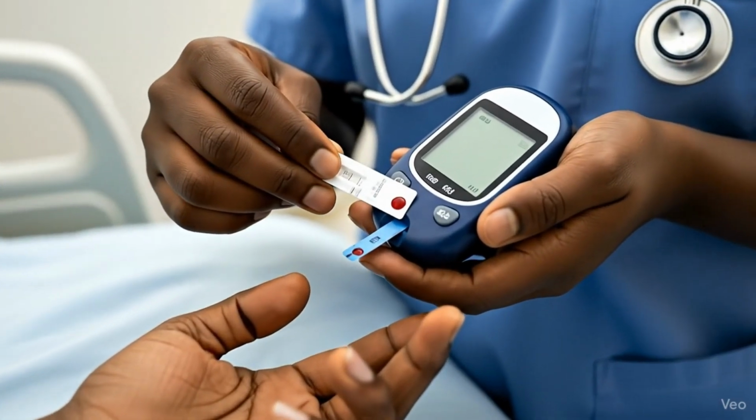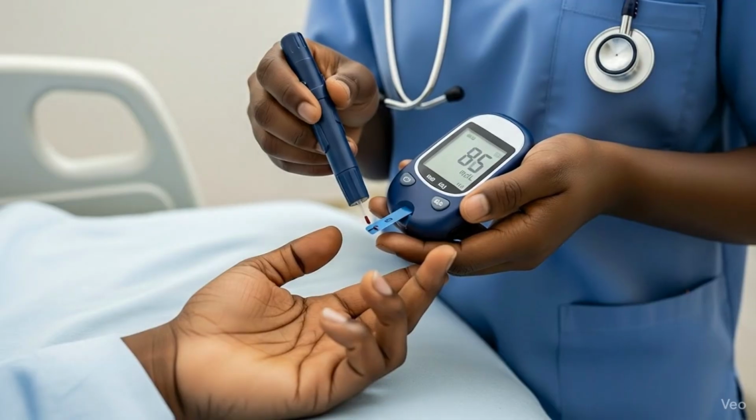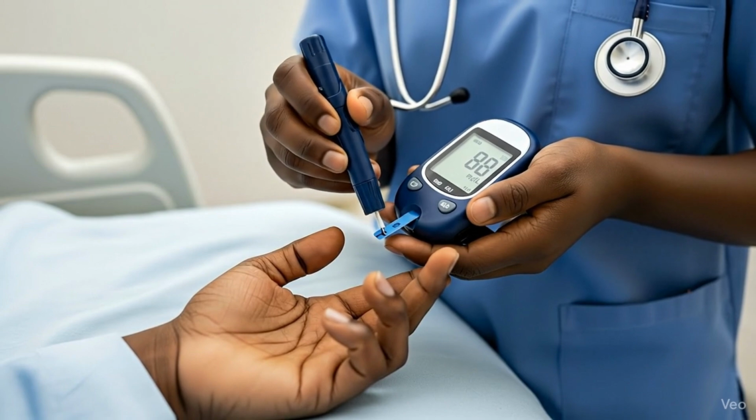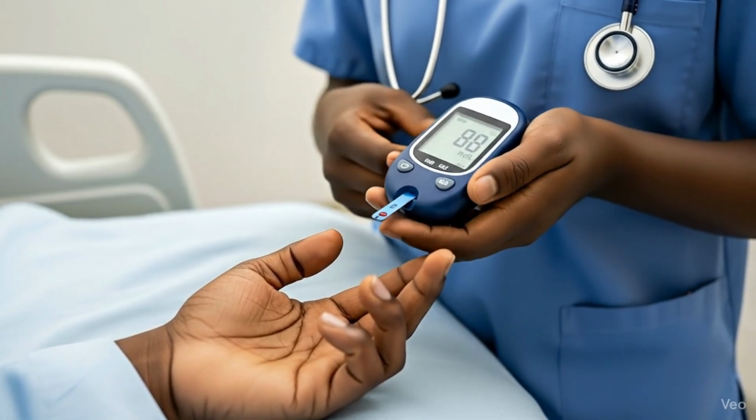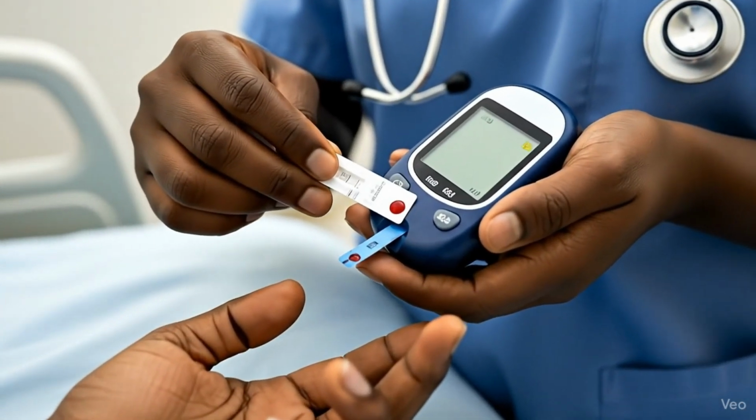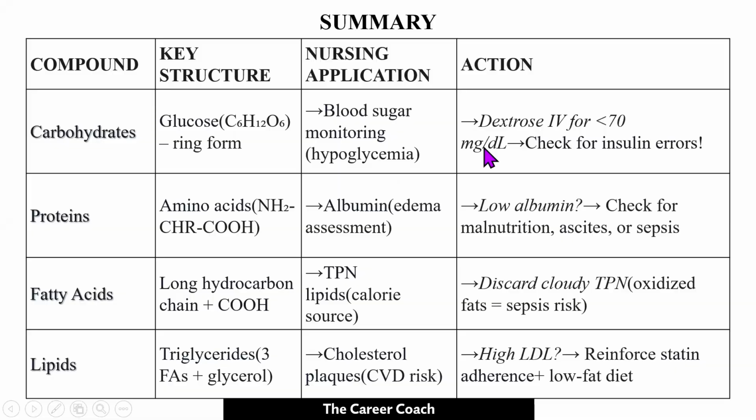How does it apply to nursing? With regards to carbohydrates, nurses must monitor blood sugar for hypoglycemia, and they must also monitor for hyperglycemia. Action: with regards to carbohydrates, dextrose IV is usually given when a patient's blood glucose, especially random blood sugar, is less than 70 mg per dL. So there is need to check for insulin errors.